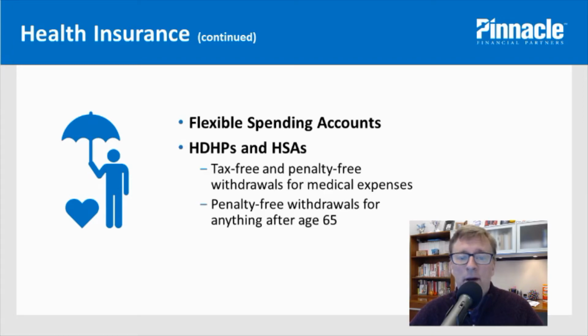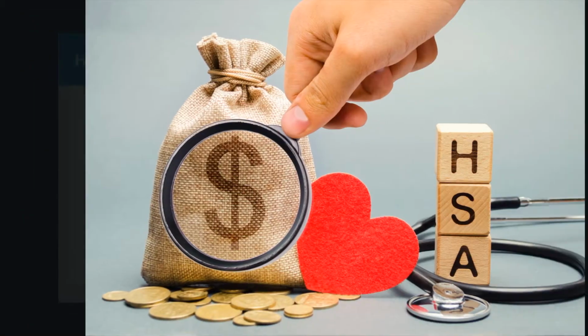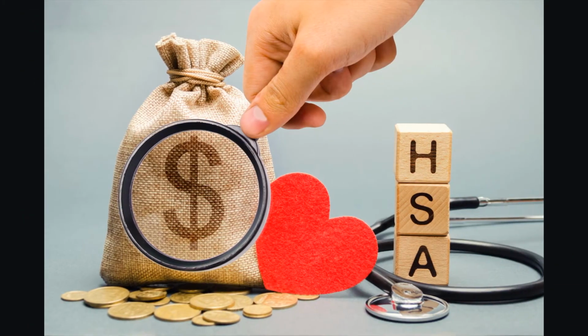A high-deductible health plan is a health insurance plan with lower premiums and higher deductibles than a traditional health insurance plan. Being covered by a high-deductible health plan is also a requirement in order for you to be eligible for a health savings account. A health savings account, also known as an HSA, is a type of savings account that lets you set aside money on a pre-tax basis to pay for qualified medical expenses.